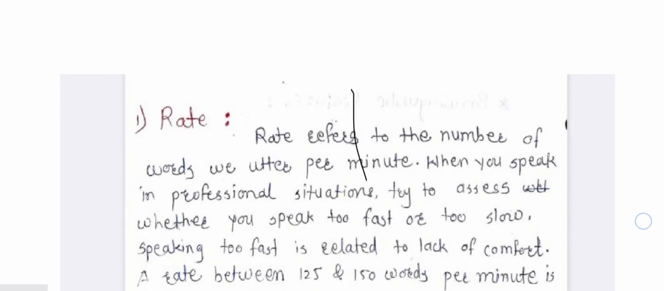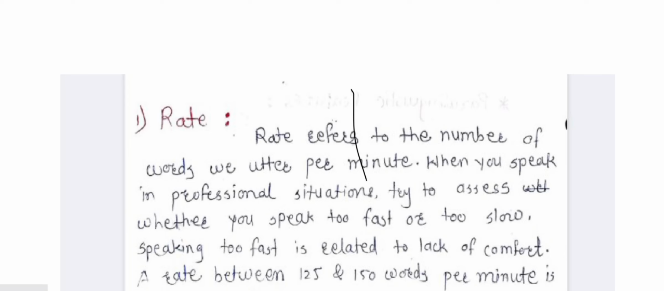Rate refers to the number of words we utter per minute when you speak in professional situations. Try to assess whether you speak too fast or too slow. Speaking too fast is related to lack of comfort, and a rate of between 125 and 150 words per minute is ideal in professional situations.